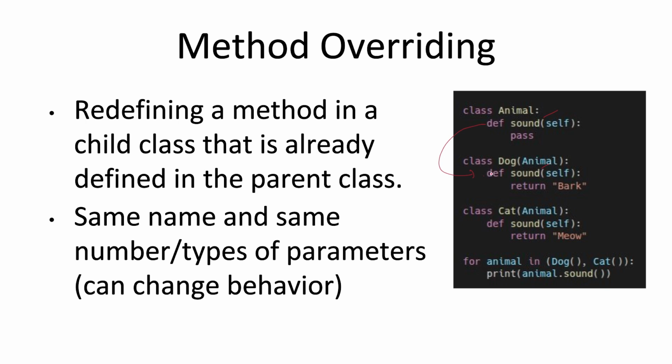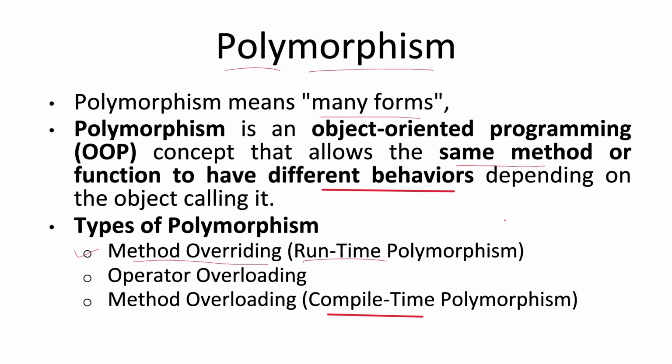Overriding means you are overwriting a function. It will be in the base class and in the child class. If something is defined in the parent class, then the child class can overwrite it. Similarly, you can say cat is also overwriting it. So this is basically method overriding.